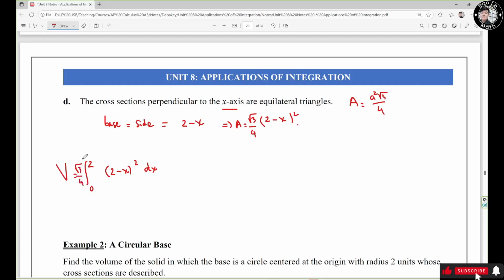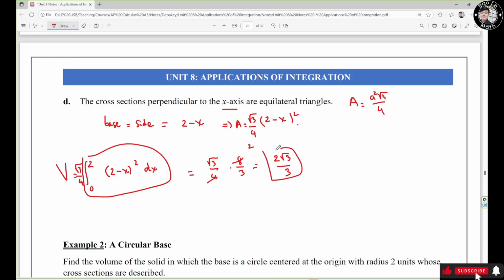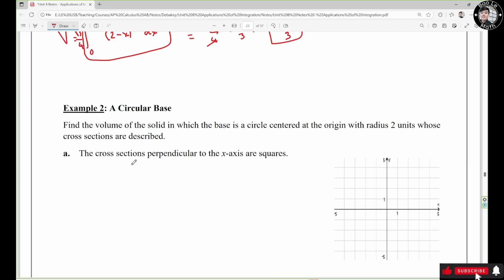Now this guy right here, actually h over 3, we calculated above, right? So it could be root 3 over 4 times h over 3, right? So simplify h and 4 here, it could be 2, so it could be 2 root 3 over 3, right? Let's move on to example number 2, a circular base.